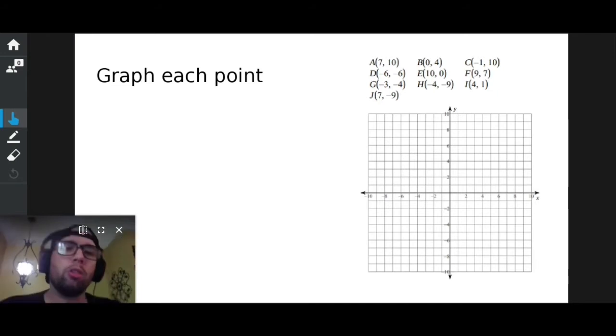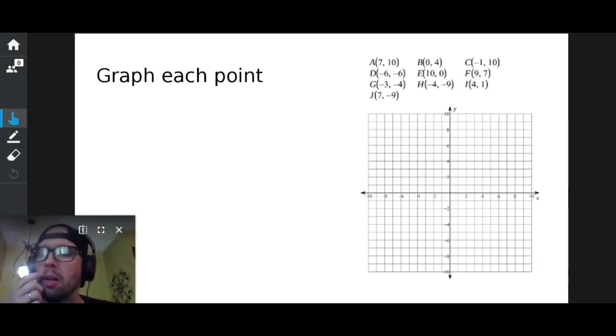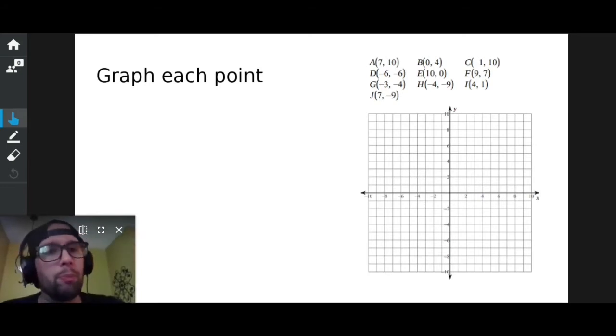All right. Similarly to what we did in Chapter 2, we talked a lot about graphing. So we're going to have to make sure that we understand how to graph again. A lot of this chapter is about graphing a bunch of points to create a line. So let's just graph these points again.